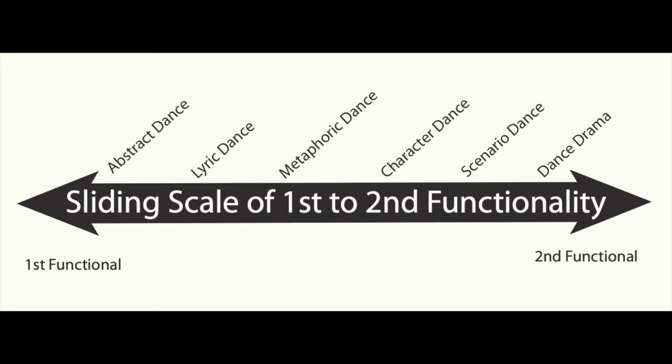But anything later, when we start to get a metaphor, where a dance becomes about a subject, when a dance becomes a character, when there's a scenario, a sequence of events, and then when we get to a drama in a dance, all of that takes us into this world of realism. And you can see how it gets more and more complex. We could have a metaphorical dance that is just so simple.